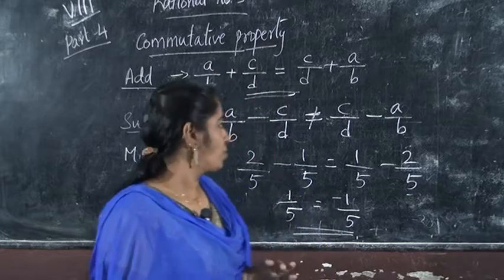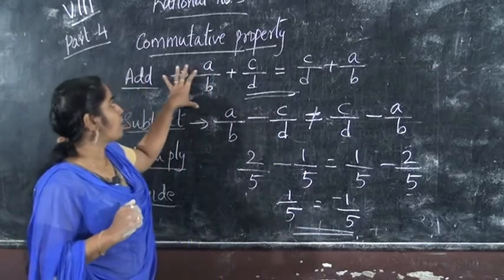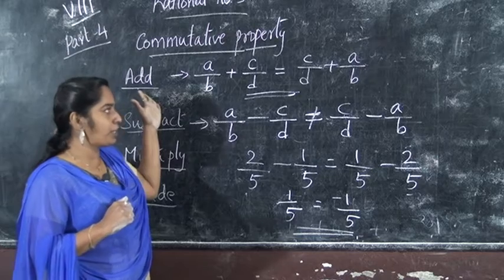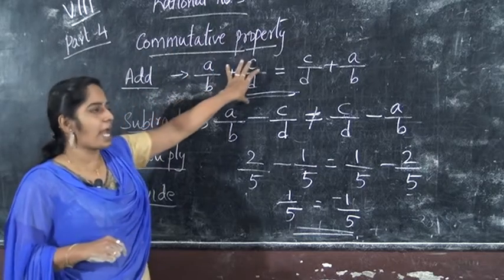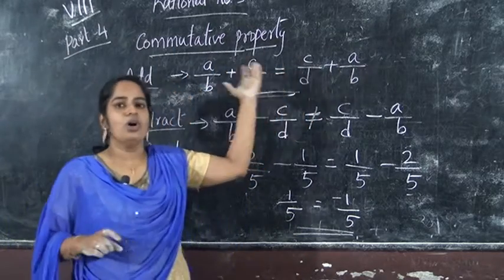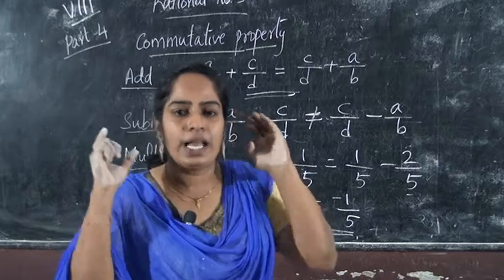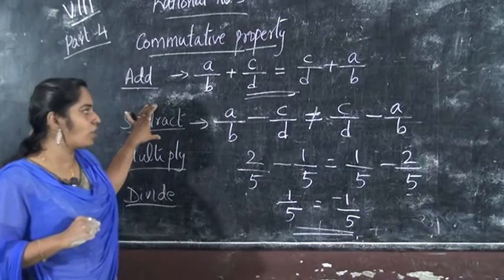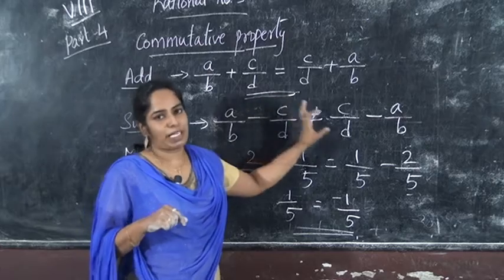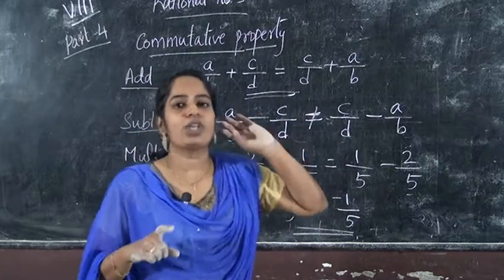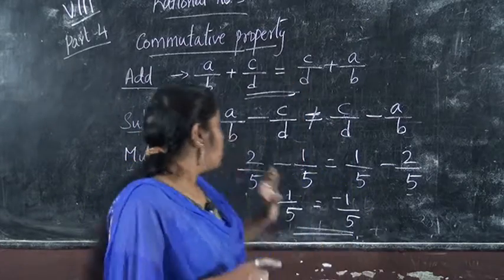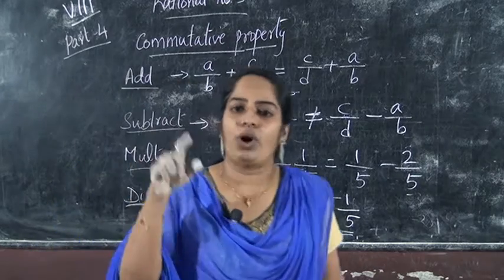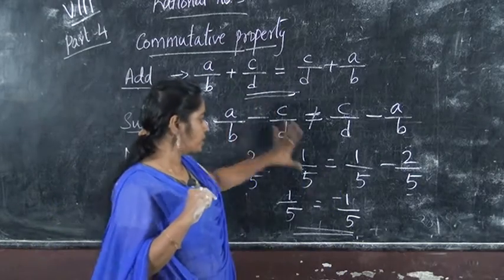Okay, children, so you all understand this property, the commutative property for addition. It means that when we add in the reverse order also, the result will be equal, that is, the left hand side will be equal to the right hand side. For subtraction also, the left hand side must be equal, but here it is not applicable. For subtraction it is not applicable, so we put not equal to.